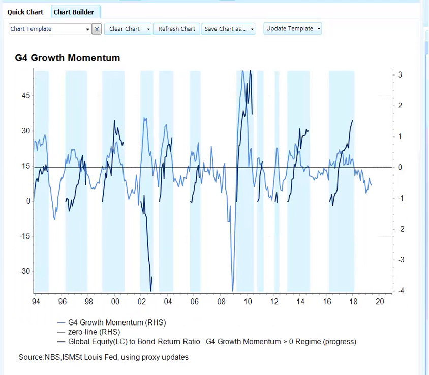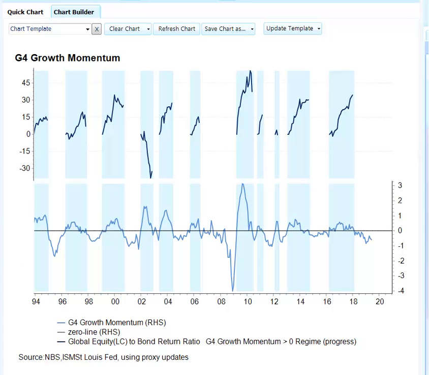That'll be on the left-hand scale, and we're going to split the axes. So on the top panel, we've got the performance of equities, this is global equities relative to bonds, and you can see those in the shaded periods. That is when momentum is above zero, and by and large, it's been good for equities, as one might expect. Only on one occasion during 2002, where we had a pickup in growth momentum, did equities actually underperform bonds quite significantly during that period. But on all other occasions, you can see here that periods of growth momentum being above zero have been associated with strong equity relative to bond performance.